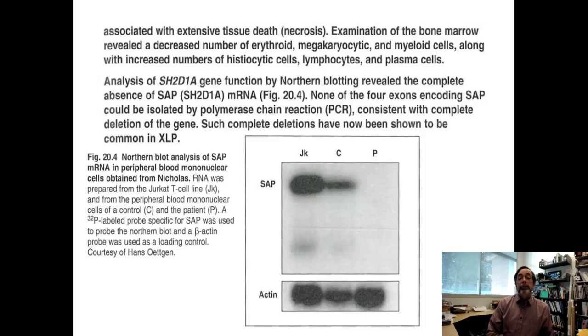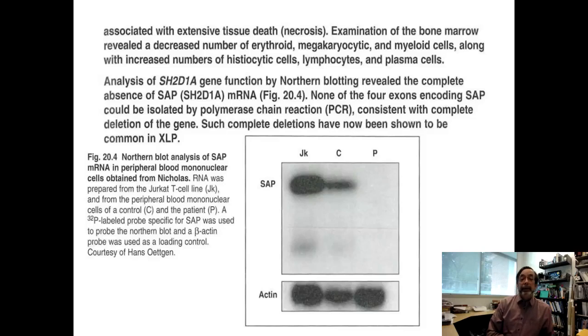Examination of bone marrow saw a decreased number of erythroid, megakaryocytic, and myeloid cells, and this is why he had low IgGs. Not because of a direct IgG deficiency, but because the B cells in general were under stress, growing too much, and therefore under attack.